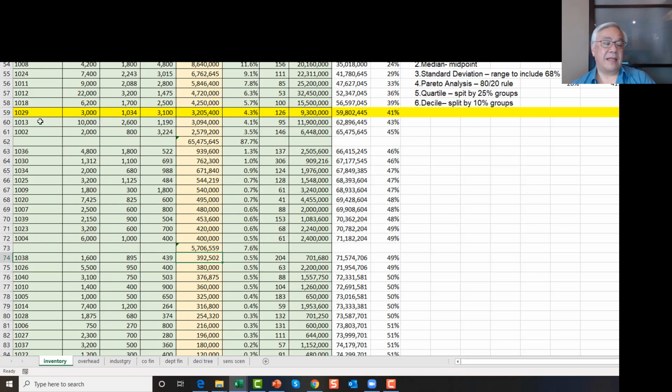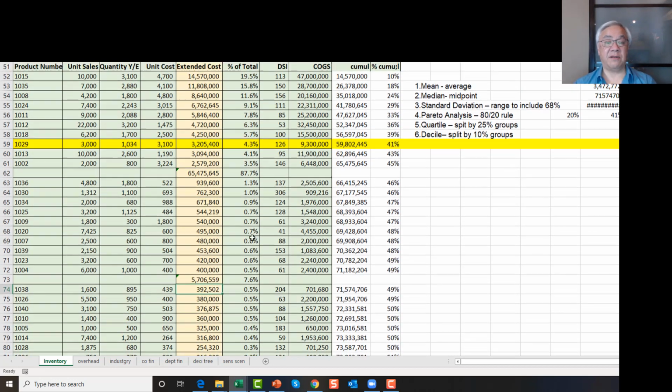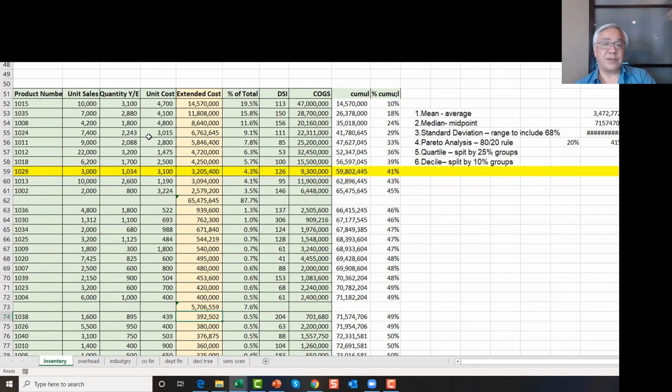So again, we see that heavy concentration among the most popular items in our sales and our inventory. The top quartile captures $65 million of value, which comprises 87% of the total value. The next quartile captures another 5.7 million, which is only an incremental 7.6%. So we could do this for the other two quartiles. Obviously, we'd get to 100% of inventory. So that's quartile, and again, it's another way to view this heavy concentration inside the top few units.